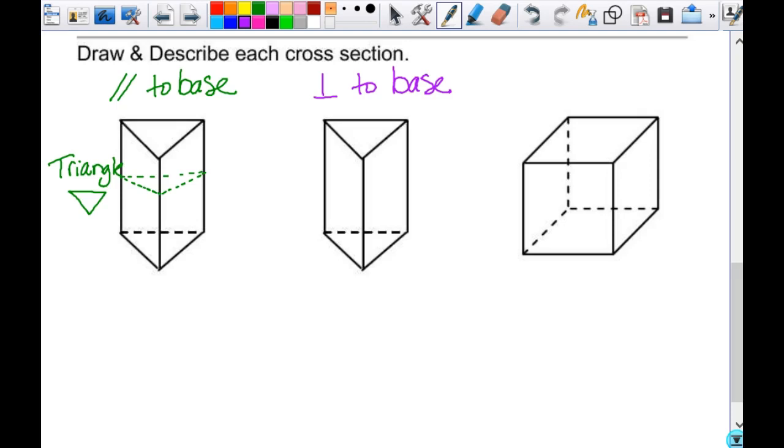Okay, so let's think again. Let's try and draw it before we know what the answer really is. We're going to go perpendicular to the base, which means it's going to have to come through the top. So if I set my knife down right here, and it's going to come down and be perpendicular to the base, then it's going to have to come out down there. And when I follow the path of the knife, that is going to give me a rectangle. Very good. Thank you.